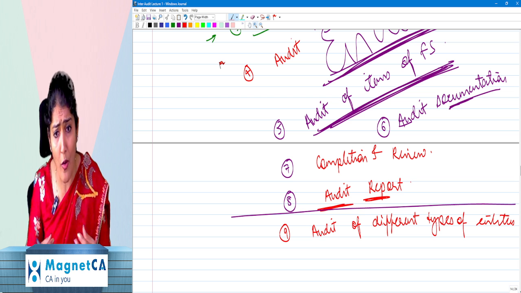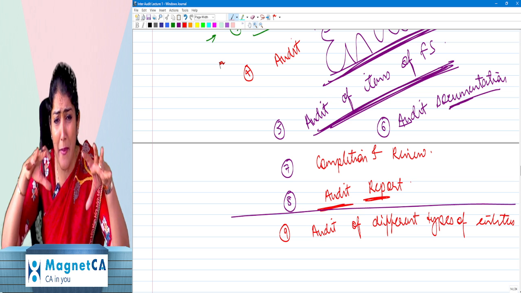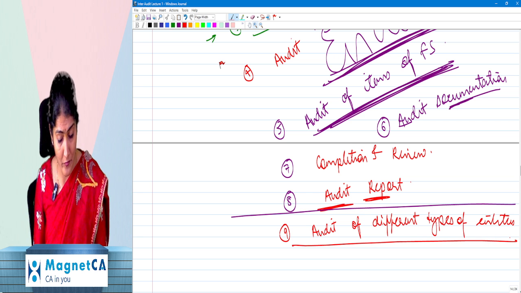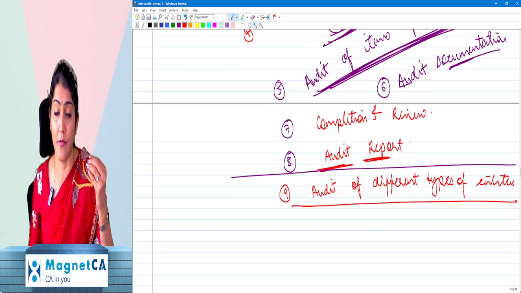Audit of a cinema hall, amusement park. So many different types of audits over there. Right, so audits of the different types of entities.